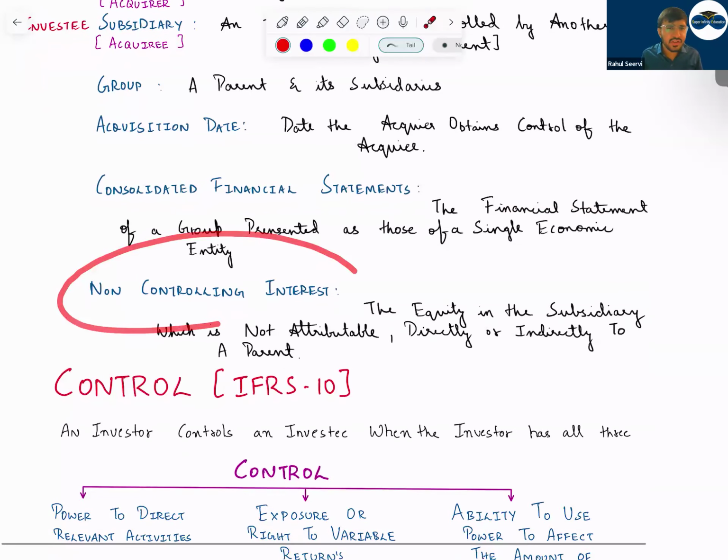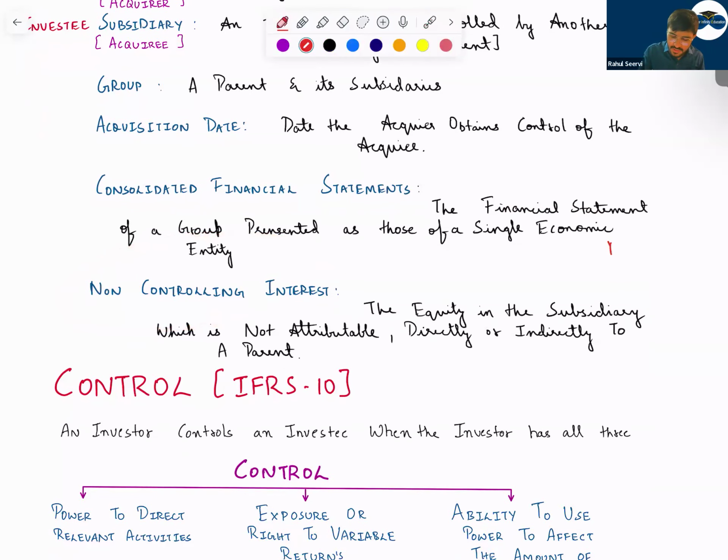Then what does non-controlling interest mean? If I say a parent company has 70% in a subsidiary company, that means this is the controlling part. The 30% is the non-controlling part. These 30% shareholders do not have control, so they will be known as NCI.